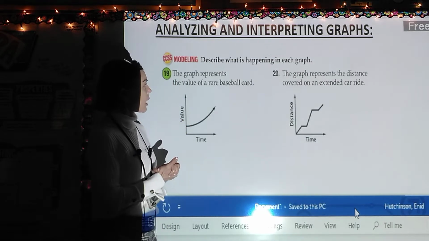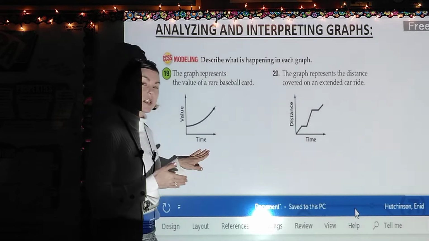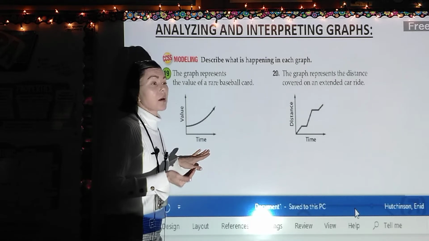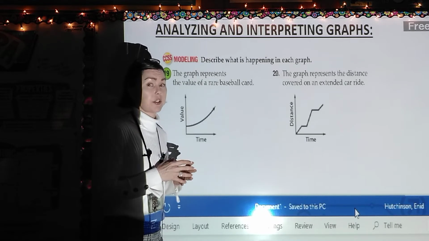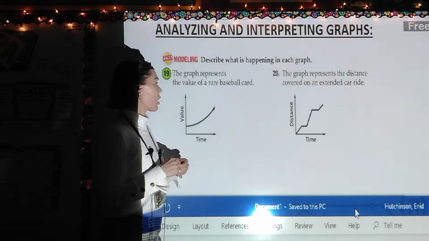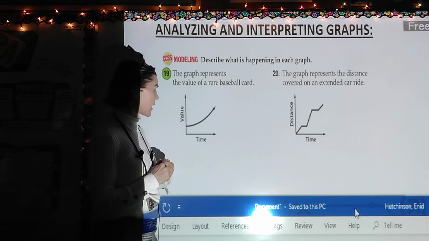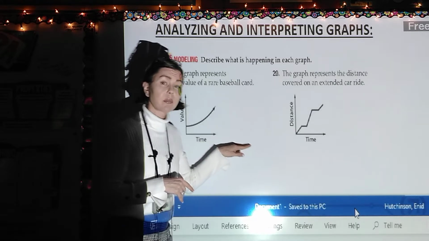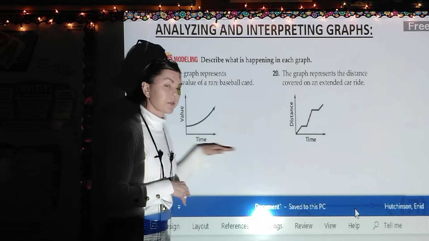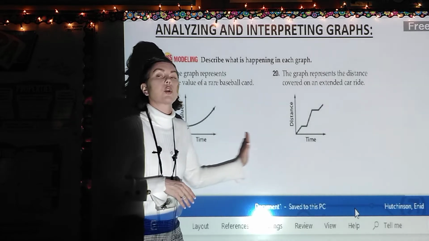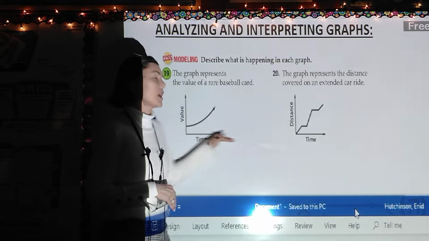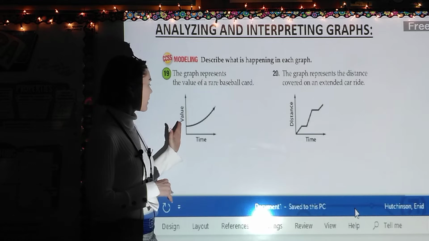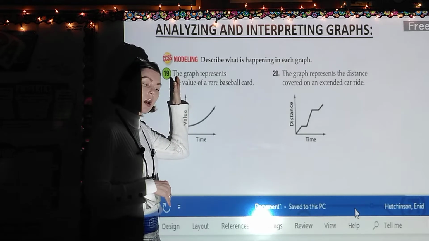Okay, so for our first example, it says the graph represents the value of a rare baseball card. The value of a rare baseball card. And as you can see, the horizontal axis is describing time. So as we go from left to right, it's getting older and older and older. Time is passing us by as we go further and further into the future. And then the value is going up on the vertical line.